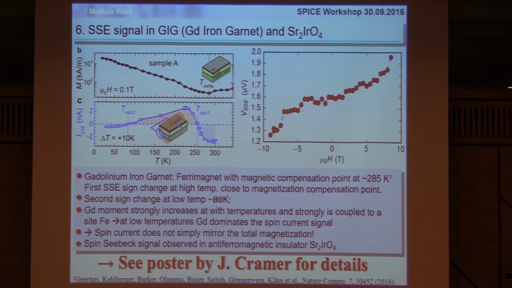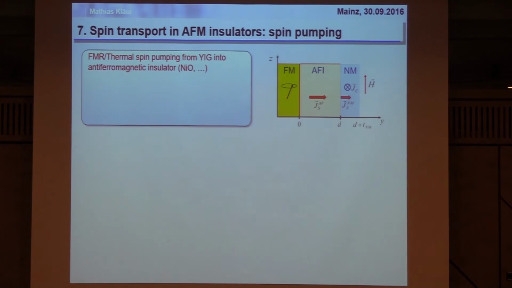Now, in antiferromagnets, you can generate spin currents due to the spin-Seebeck effect, or you can transport an existing spin current across an antiferromagnet. And that's the last part of my talk. I want to look at transport across antiferromagnetic insulators and antiferromagnetic metals.